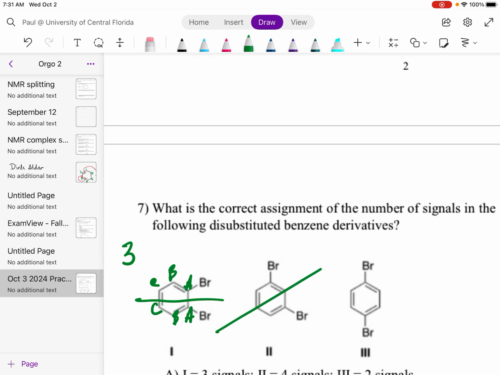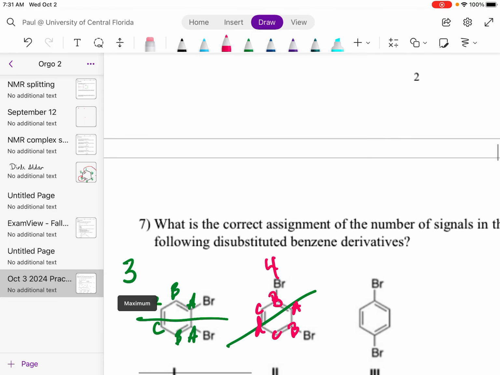There's also a plane of symmetry right down there. Okay, so we have A, B, B, and C. Wait, no. We're looking at carbons, right? So there's still a plane of symmetry. That doesn't take anything away from it. We're looking at carbons, so that's A, B, B, C, C, D. So that's 4 signals.